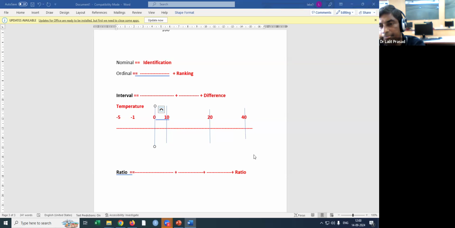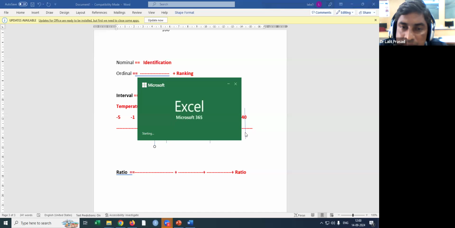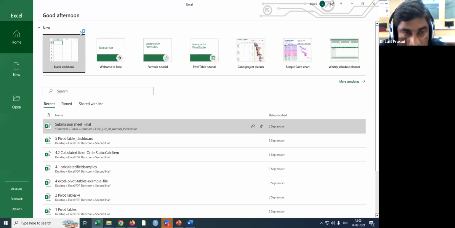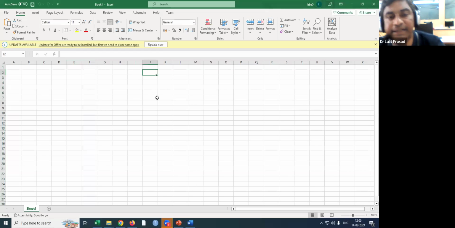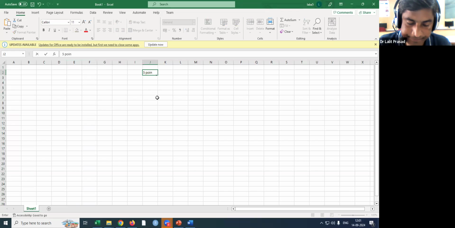Are you getting my point? So you cannot find the ratio. That is why, look at what we have written: interval scale has identification, ranking, and difference you can find, but you cannot find the ratio. But when you come to the ratio scale, in the case of interval scale, if you are from the management faculty, how do we do it? I will just show you, say the 5-point Likert scale. If we are talking about the 5-point Likert scale.